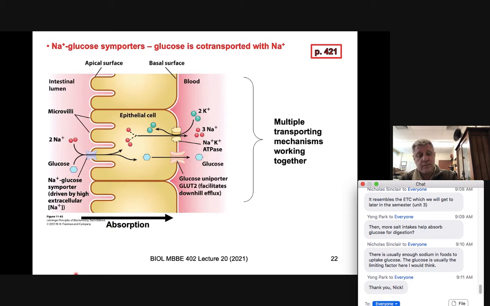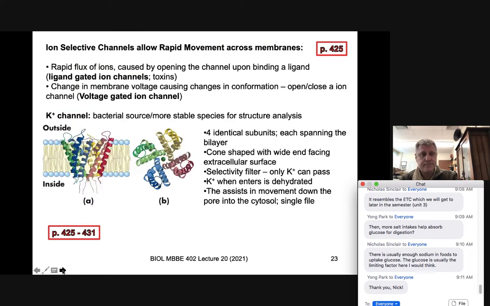Okay. Now, we also have another family of protein transporters that are proteins, I should say, and these are ion channels. So these are highly selective, rapidly moving transmembrane proteins.